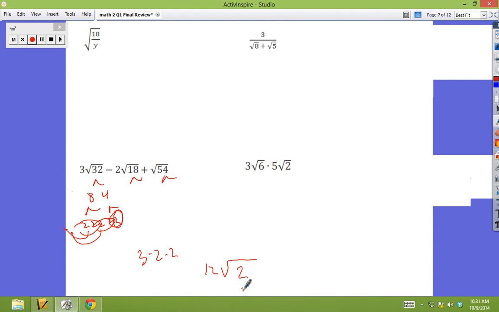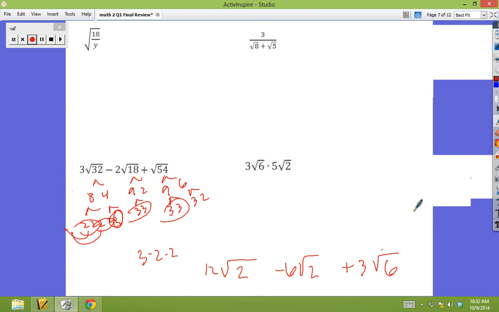So he stays. Now 18. That's a 9 and a 2, and that's a 3 and a 3. So there's a pair. They come out times the negative 2. So it's going to be negative 6 square roots of 2. 54 is a 9 and a 6. That's a 3 and a 3. That's a 3 and a 2. So that comes out. So it's going to be 3 square roots of 6.